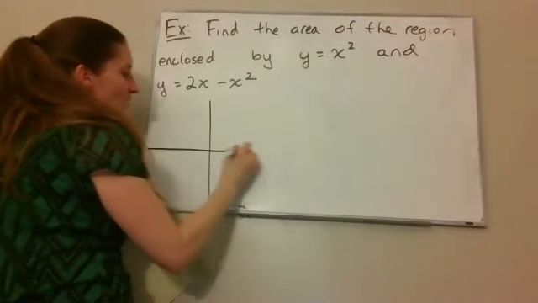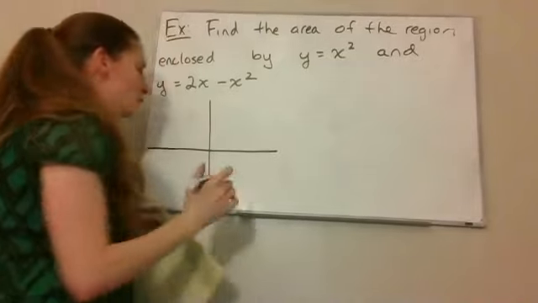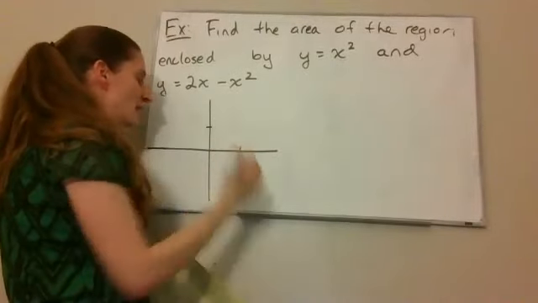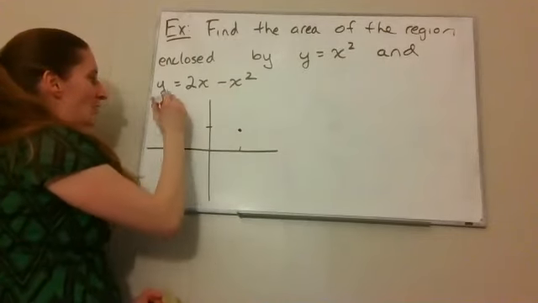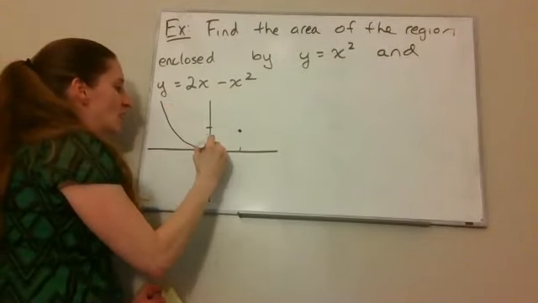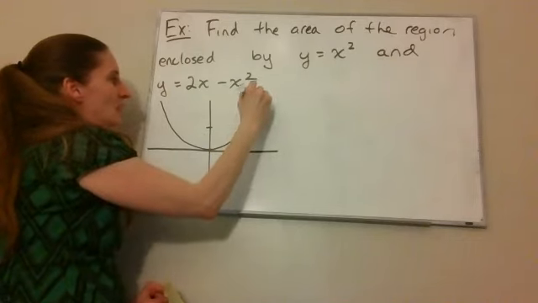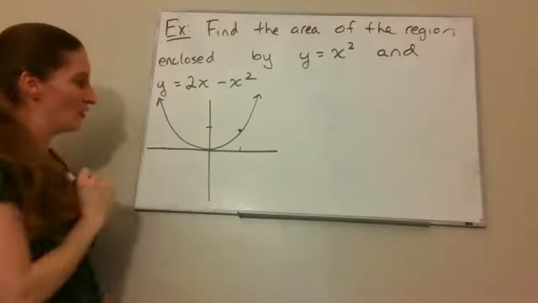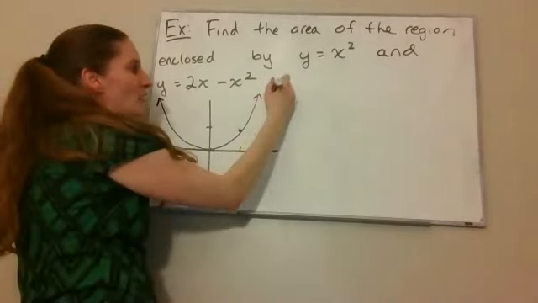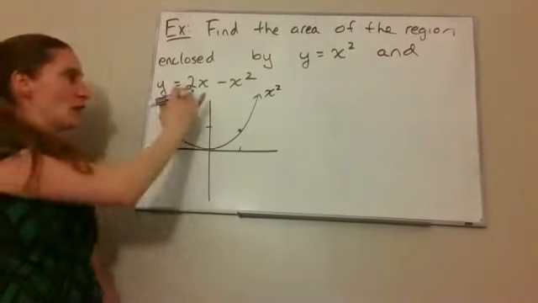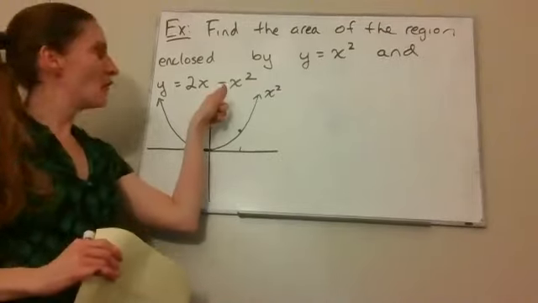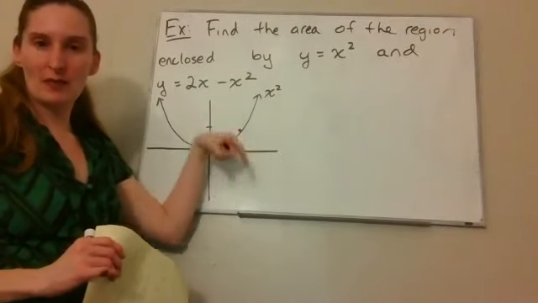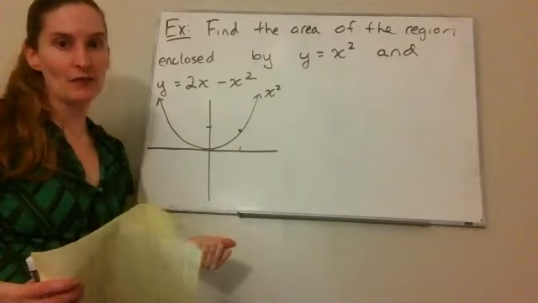And so the first thing I should do is draw at least a very rough sketch. Doesn't have to be perfect. I know y equals x squared is just our standard parabola that touches at the origin like that. So this is y equals x squared. Now this y equals 2x minus x squared, the fact that I have a minus sign in front of the x squared tells me I'm opening downward. So we know that for sure.